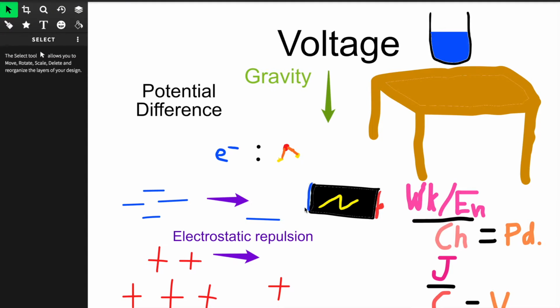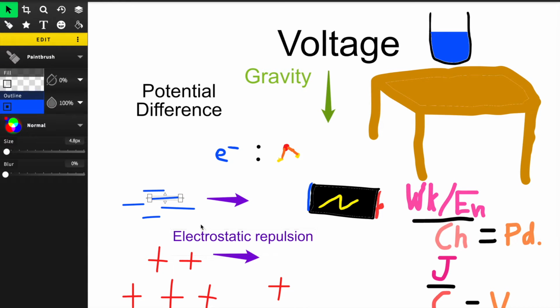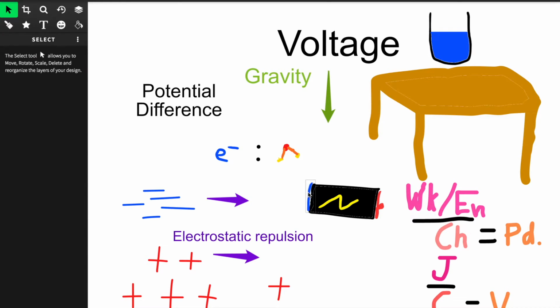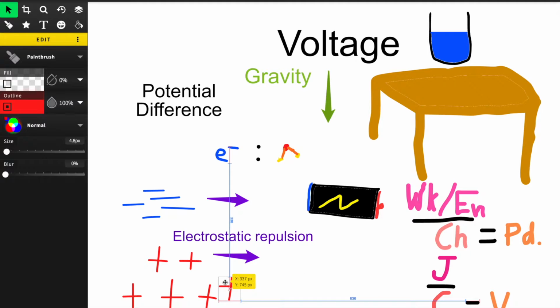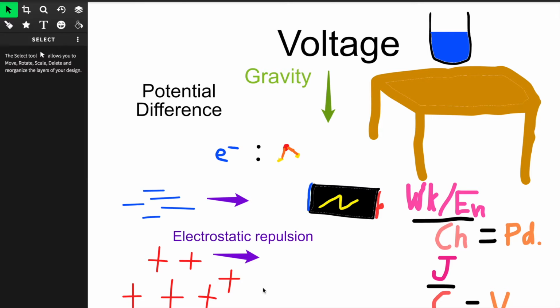So, think about a battery, right? In a battery, you have a positive end and a negative end. Now, in the negative end, there's a whole bunch of electrons that are really close to each other. Because we already know that electrons are all negative and like charges repel, we know that they don't really want to be that close to each other. And on the plus side, there's a whole bunch of positive charges really close to each other, and they also don't want to be that close to each other.